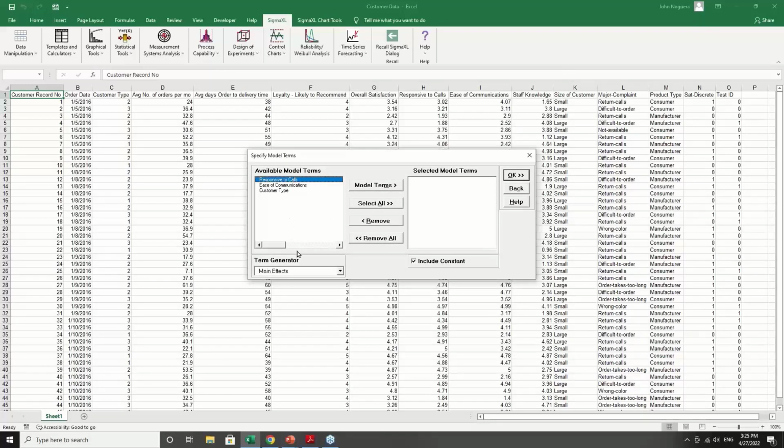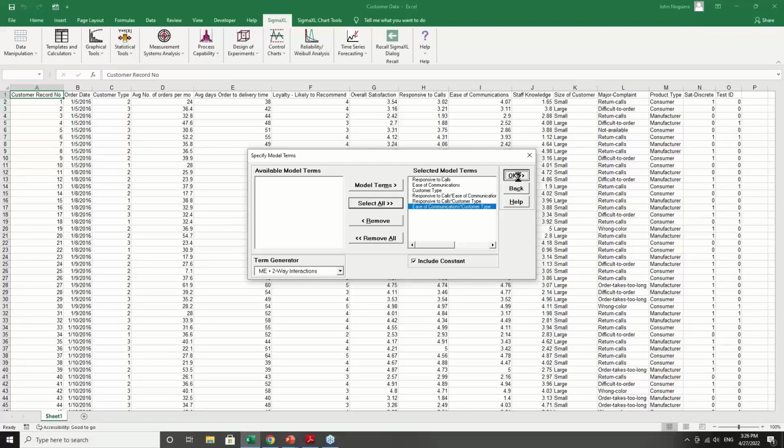And under available model terms with the main effects, I have the 3 terms, both the continuous and the categorical. I'm going to add main effect plus two-way interaction. So this gives me all possible two-way interactions. I'll select all. So these are the selected model terms: responsive to calls, ease of communication, customer type, responsive by ease, which is a continuous by continuous, responsive by customer type, continuous by categorical, ease of communication by customer type, continuous by categorical. And I will include the constant in the model, and now I'll run that.